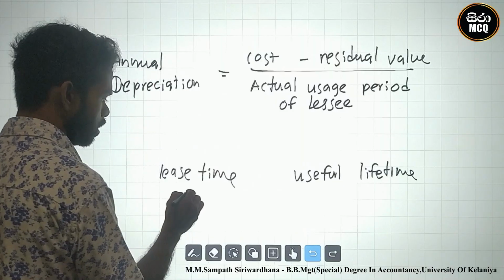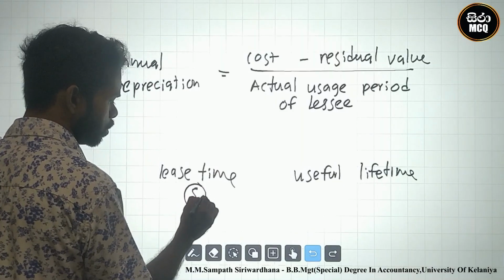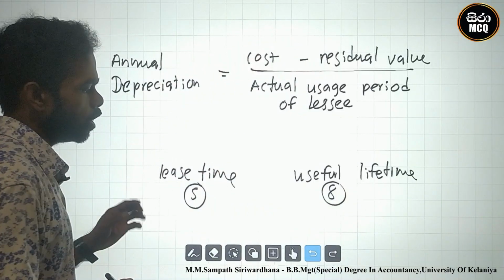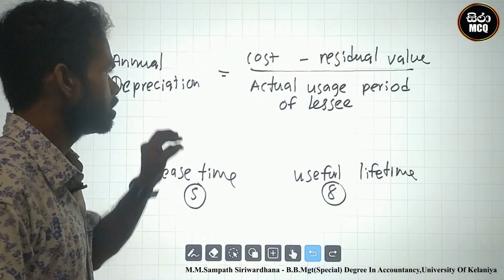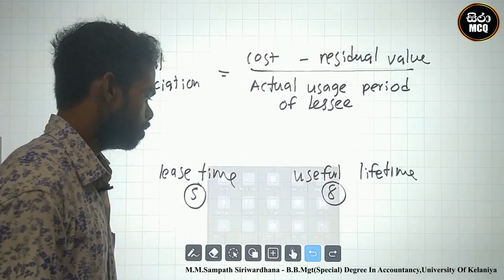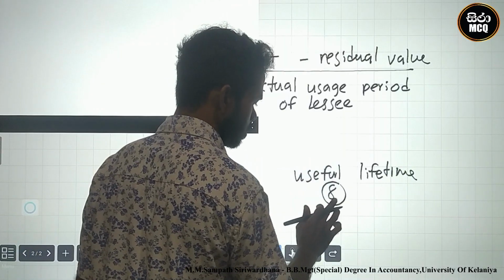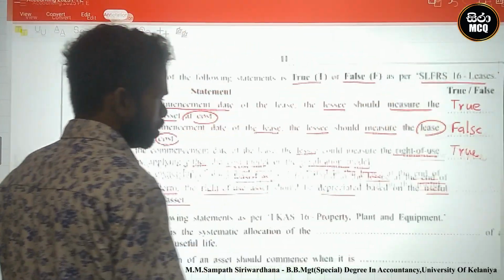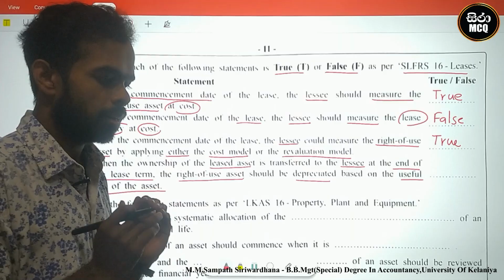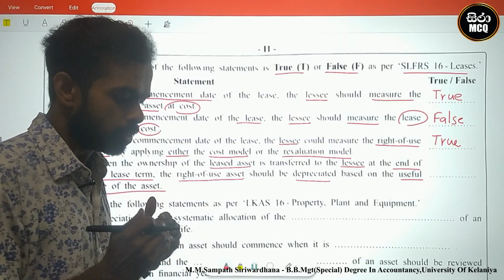For example, the lease time is 5 years. Okay, the useful lifetime is 8 years. Okay, how can we identify this actual usage period of the lessee? At that time we must find the actual usage of the lessee.